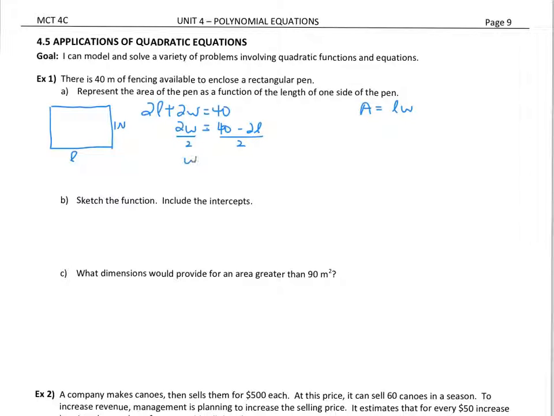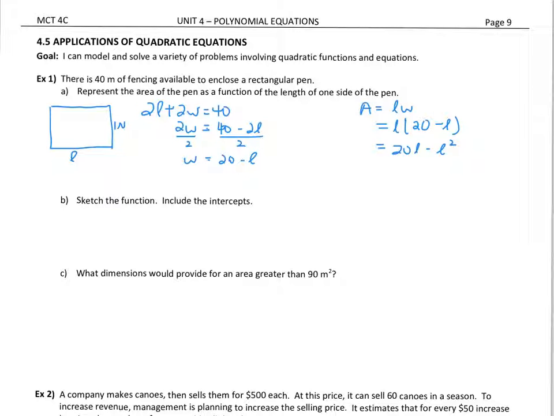And when I divide everything by 2, we're going to end up with 20, because 40 divided by 2 is 20, and minus L. So now what we have is area being equal to length times width, but width is equal to 20 minus L. All right, so now we have an expression here. We could expand that if we need to. This also could be written as 20L minus L squared.